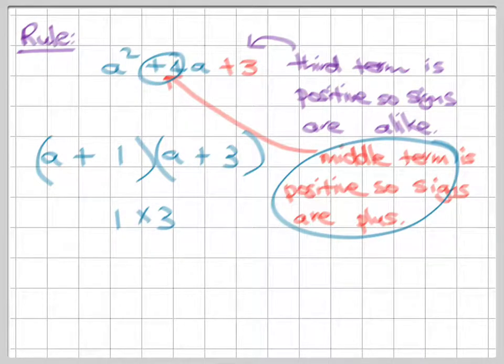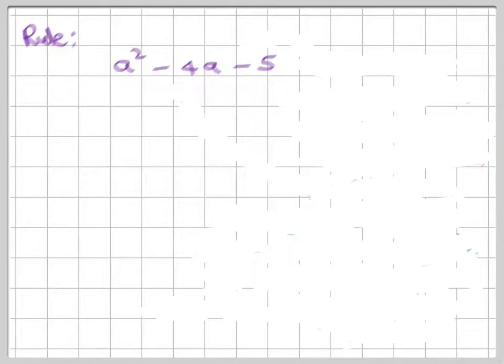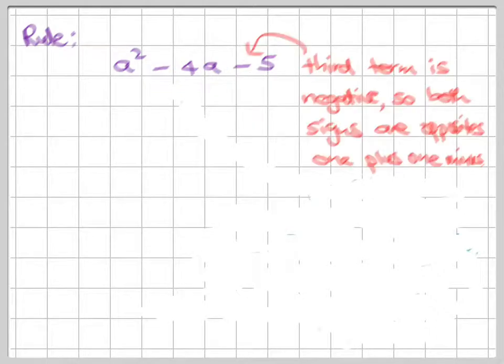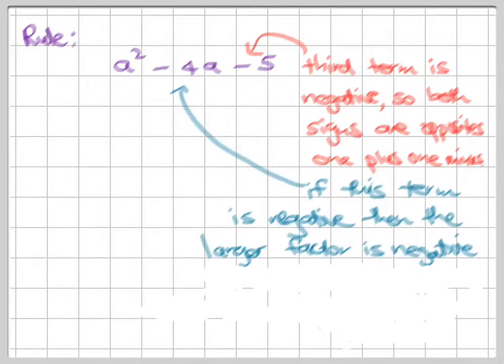Right, so that's the next thing. Let's look at the last one. So here we have a negative and a negative. Now remember, we're first going to look at our third term, and we've got a negative there. And this term is negative, so both signs are opposites. We'll have 1 plus and 1 minus. Okay, so they're not going to be alike, they're opposites. Right, and then we're going to look at our middle term. It's also minus. Now, the next rule is, if this middle term's a minus, the larger of the factors which you use when you factorize the third term is going to take on the sign that's standing here.